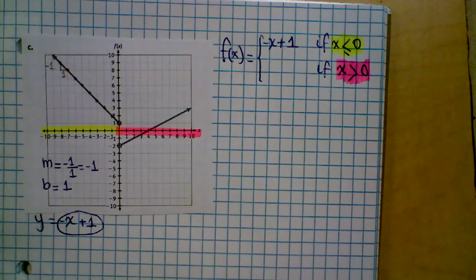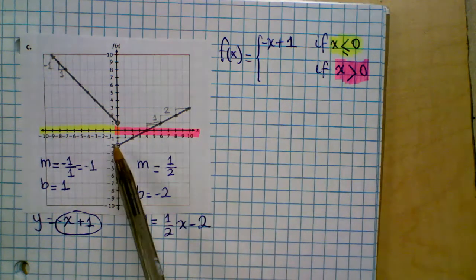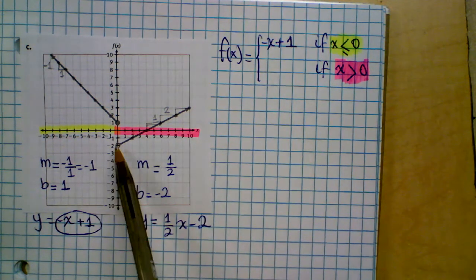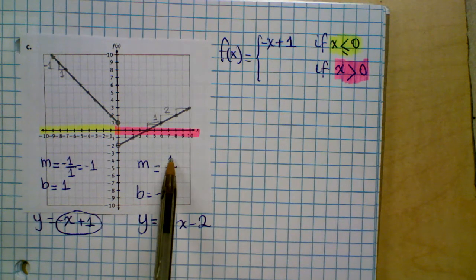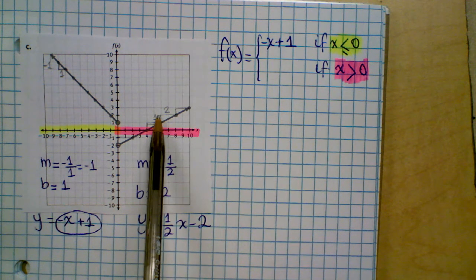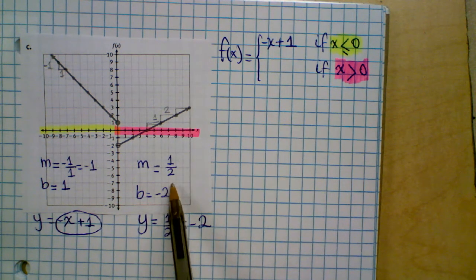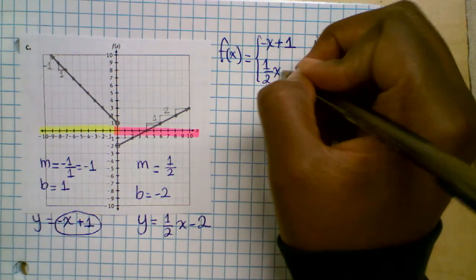Okay, so now let's find the second function. As you can tell here, if I go from left to right, you go up one to the right two. The rise is positive one and the run is positive two. Up one to the right two, up one to the right two. So the slope is one over two and the y-intercept is negative two. So the second equation is going to be 1/2 of x minus two.